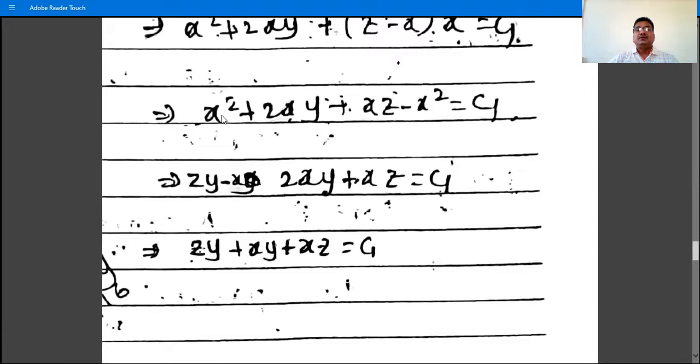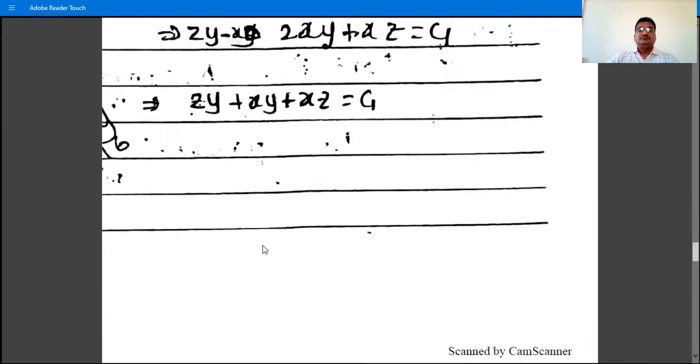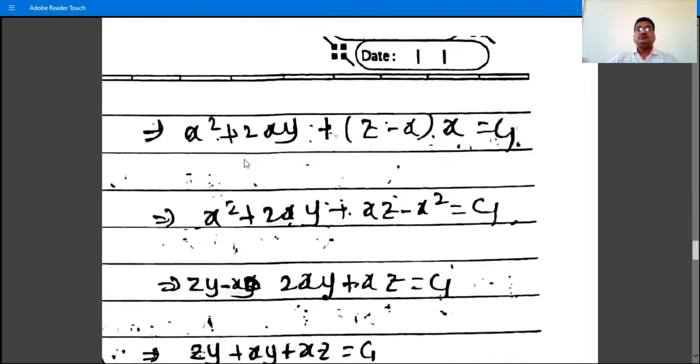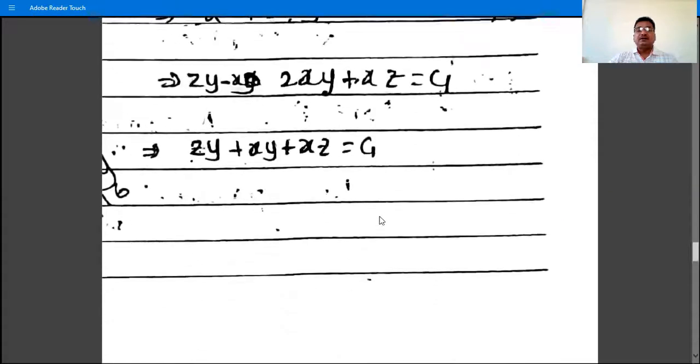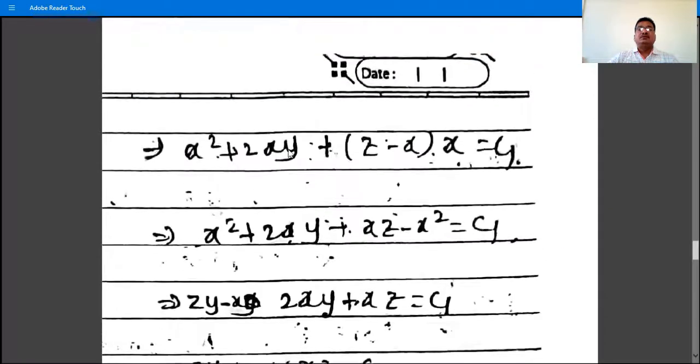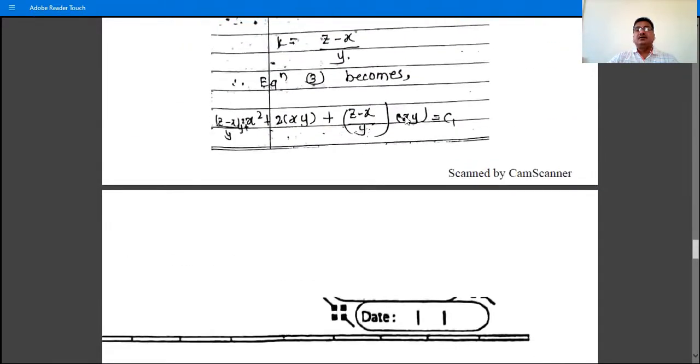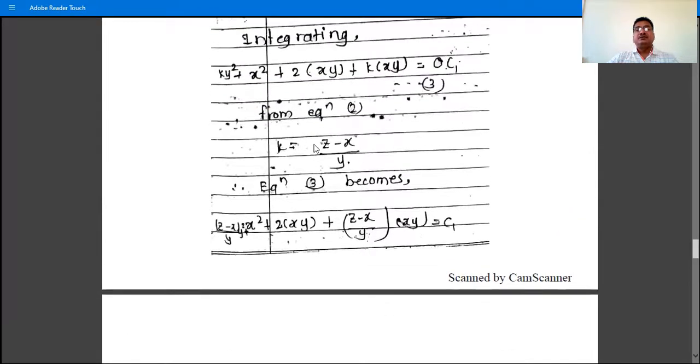So x square and x square get cancelled. So 2xy plus xz is equal to c1. Okay, simplify this. I think something is wrong here, so simplify this and we get the final answer. Just substitute k as (z minus x) by y in this equation.